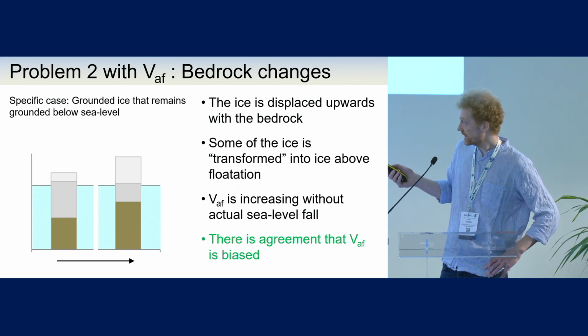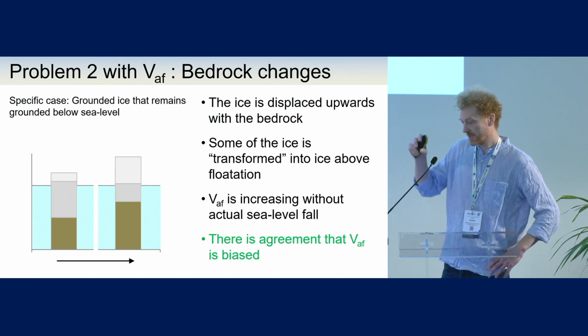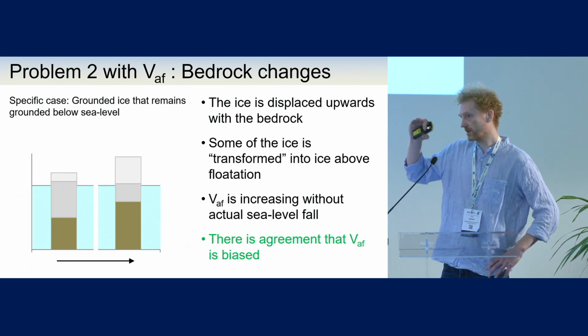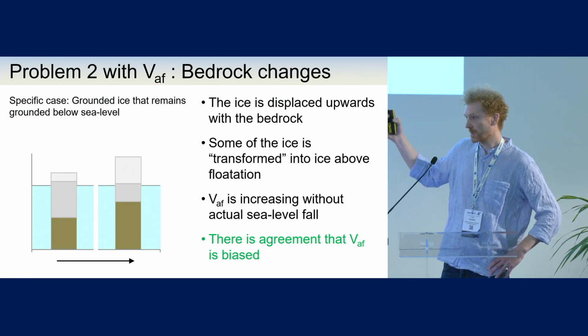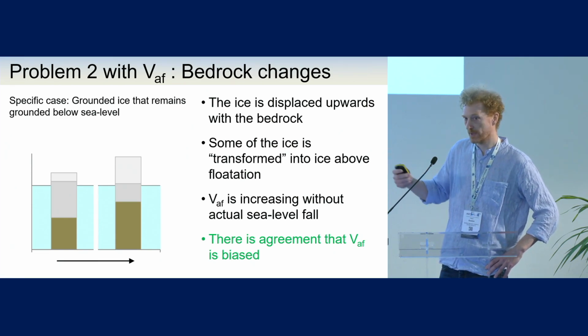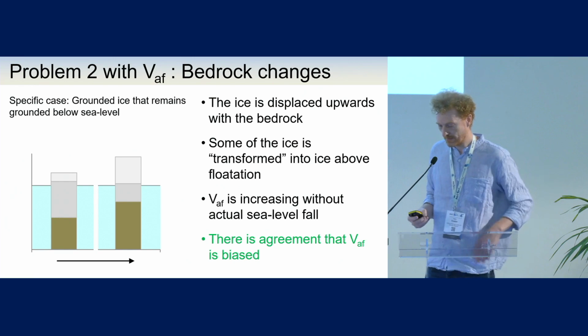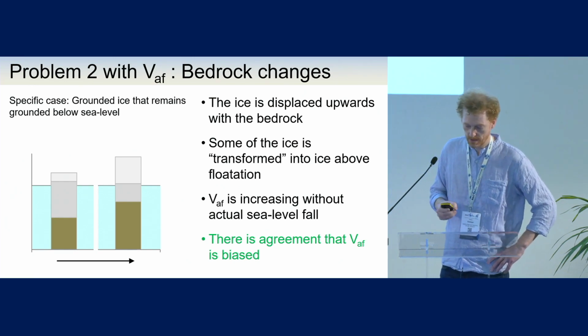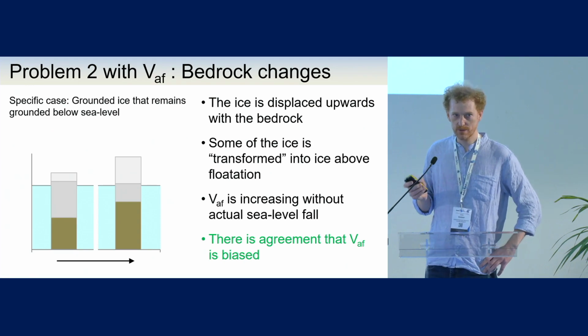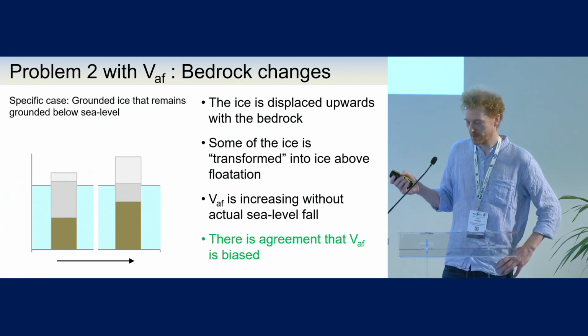You can also see that in the figure that I showed first: even a long time after all the mass has been translated to the ocean, you see the volume above flotation curve going down, as there's ongoing bedrock adjustment that lowers volume above flotation without any real sea level contribution. So again, there's agreement here. The agreement is that volume above flotation is not a good measure to do this when you have bedrock adjustment.